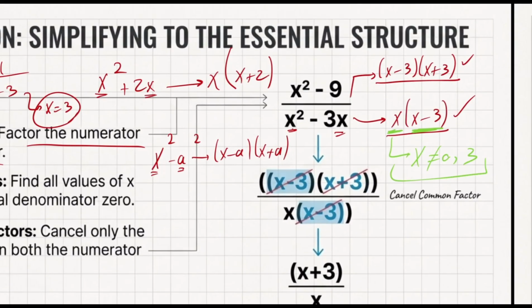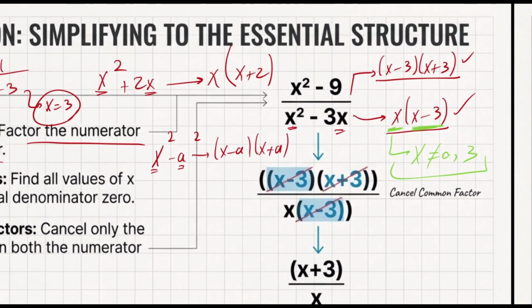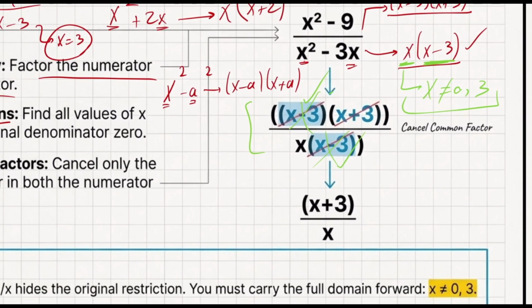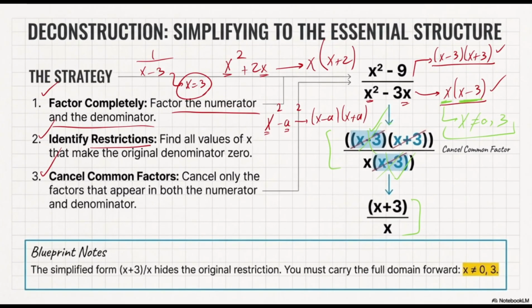This is my restriction. After that, I do have something like this, right? And I see that x minus 3 and x minus 3 are repetitive because they are on the top and they are on the bottom. So I can cancel them out. And at the end, it is my simplified form. Again, remember, the simplified form is (x plus 3) over x. That is going to hide the fact that its original restrictions are going to be hidden over here.